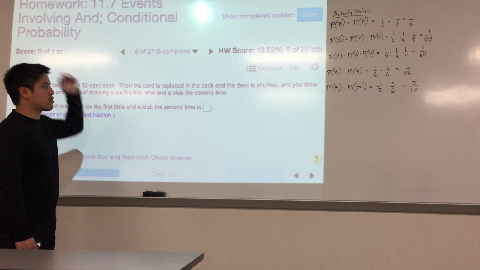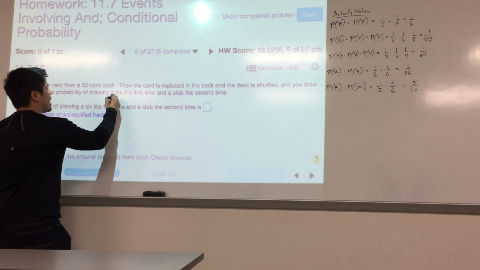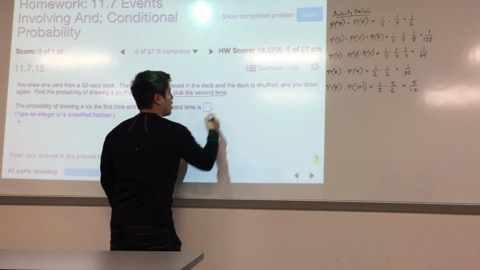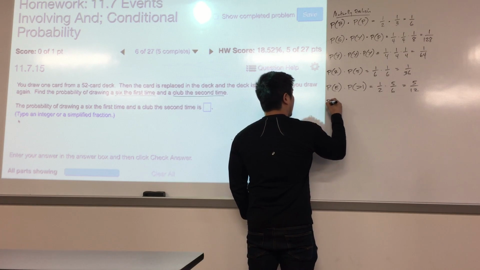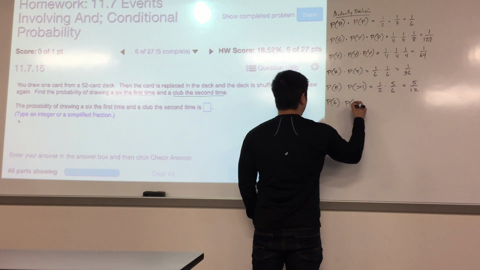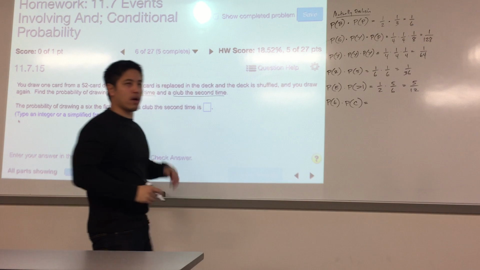The card is replaced and the deck shuffled, and you draw again. So how many times are we drawing? Twice. Find the probability of drawing a 6 on the first time and a club on the second. Okay, so we need to figure out the probability of getting a 6 and a probability of getting, I'm not gonna draw a picture because I'm terrible at them, a club, right everybody?